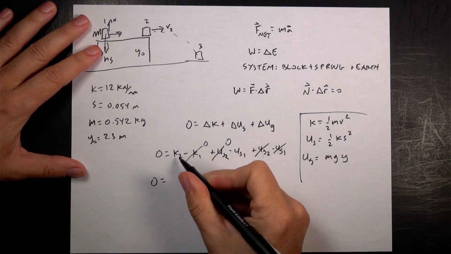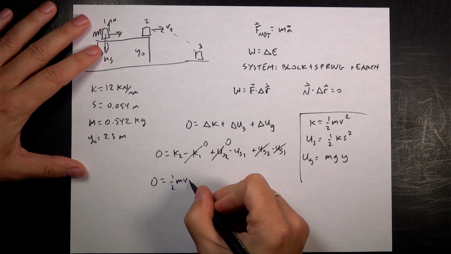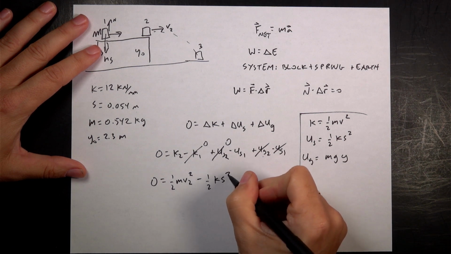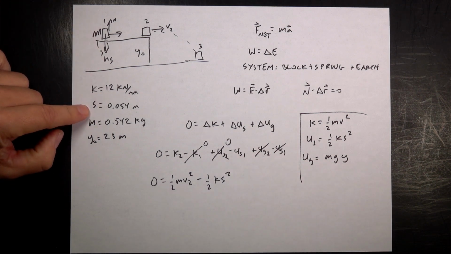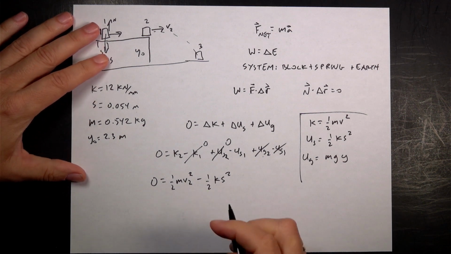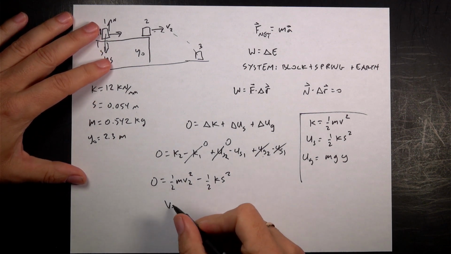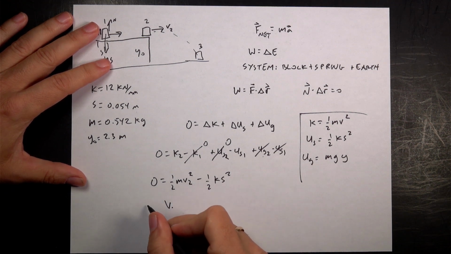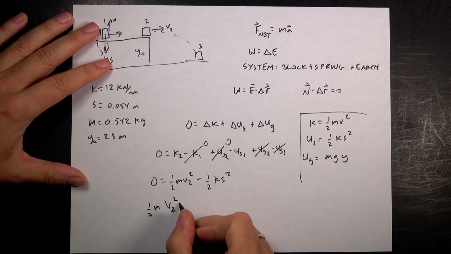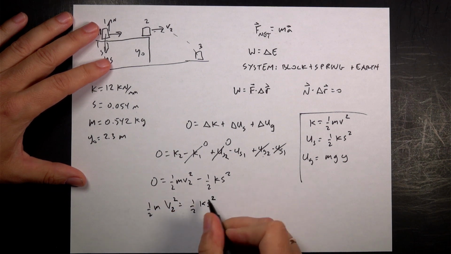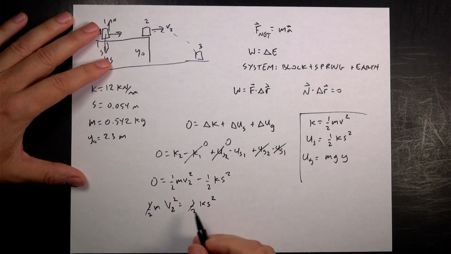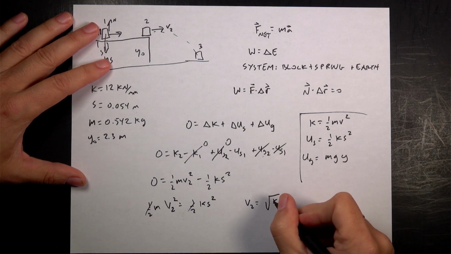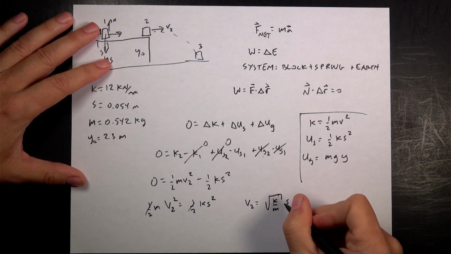So that makes it pretty easy. I get 0 equals K2, 1/2 m v2 squared, that's what we're trying to solve for, that v2, minus 1/2 k s squared. I'm just going to call that s. That's the amount it's compressed. Now I want to solve this for v2. I can do it in one step, but let's not. Move this to the other side, I get 1/2 m v2 squared equals 1/2 k s squared. The 1/2s cancel. Divide by m and take the square root. v2 equals the square root of k over m times s.